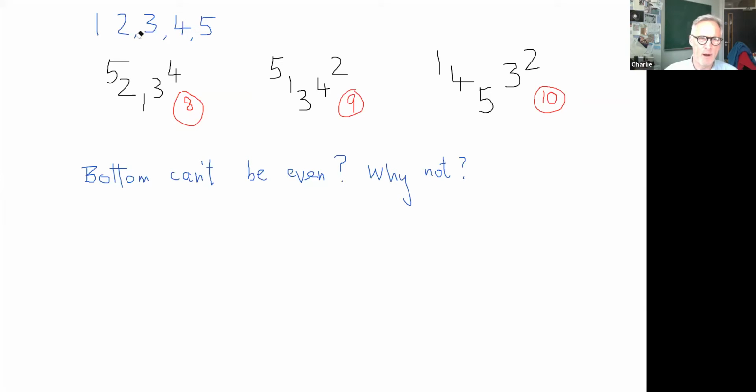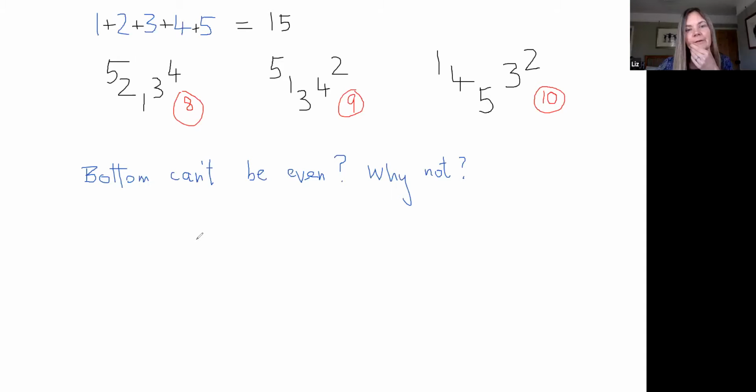Okay. So I'm going to rub out the commas that I had here, and instead I'm going to put a plus sign. And when I add the numbers 1 to 5, I get 15. So why is this significant, Liz? Well, Charlie, 15 is an odd number. And I've got 2 arms of my V, haven't I? And I want the 2 arms to have the same total.